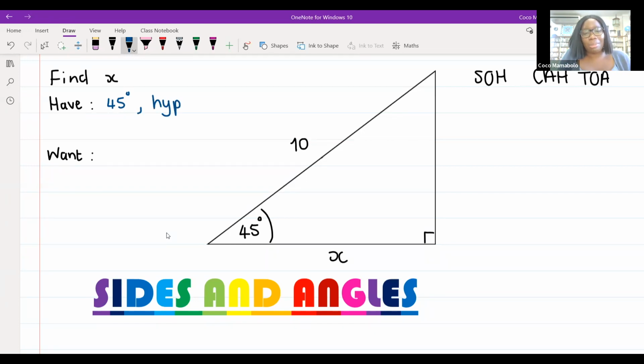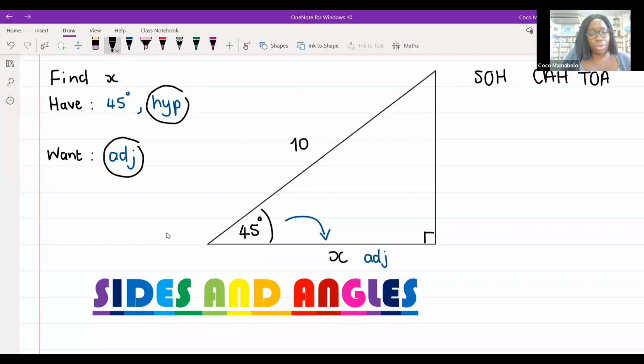Now, in relation to my angle of 45 degrees, what do I want? Look at where this is. What is x going to be called in this case? My adjacent side, that's it, Puseletso. Now I want my adjacent side. Now, think about our SOHCAHTOA. Which one of those ratios uses adjacent and hypotenuse?